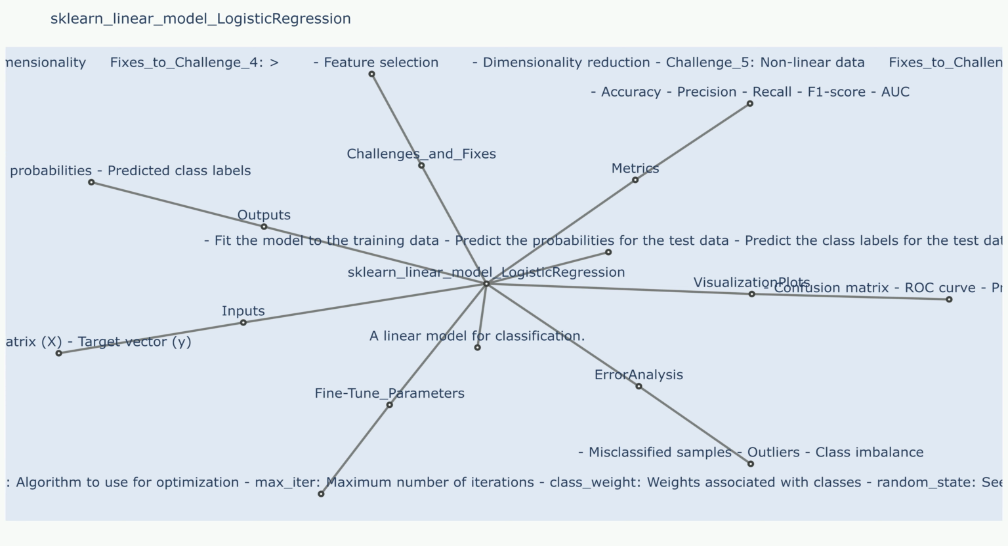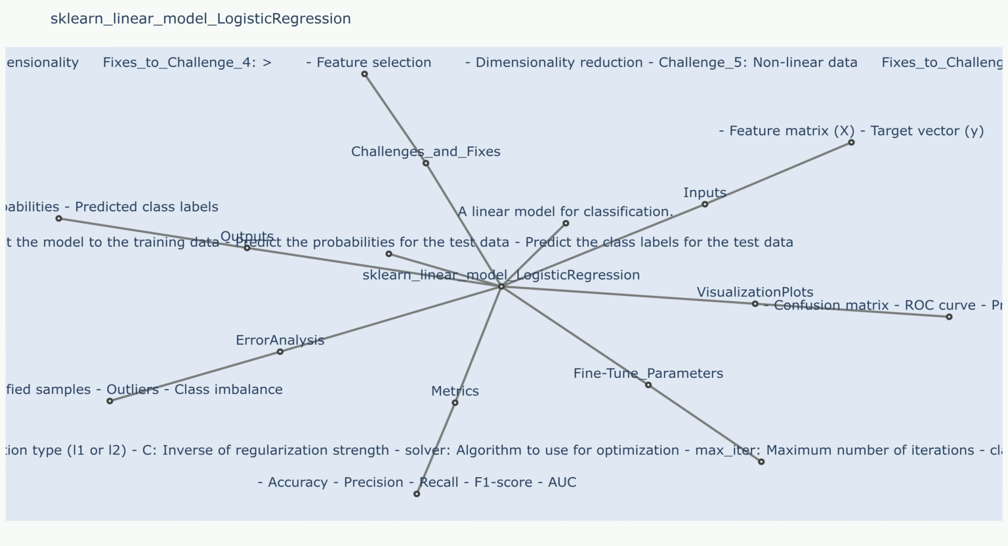Inputs. X, a 2D array-like structure representing the features (independent variables) of the training data. Each row corresponds to an instance, and each column represents a feature. Y, a 1D array-like structure representing the target variable (dependent variable) of the training data. It should contain the corresponding class labels, 0 or 1, for each instance in X.